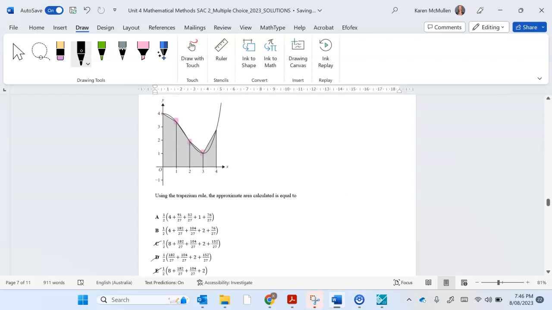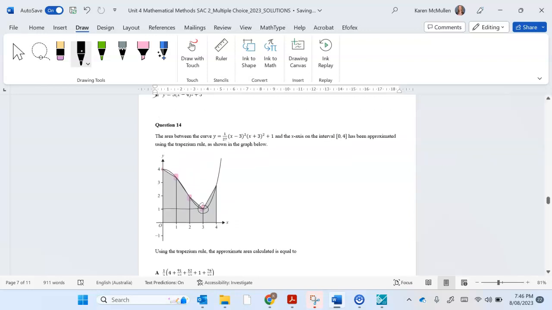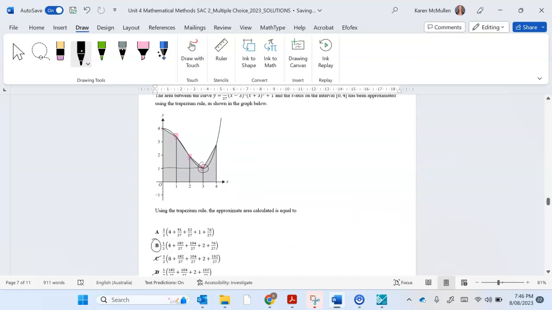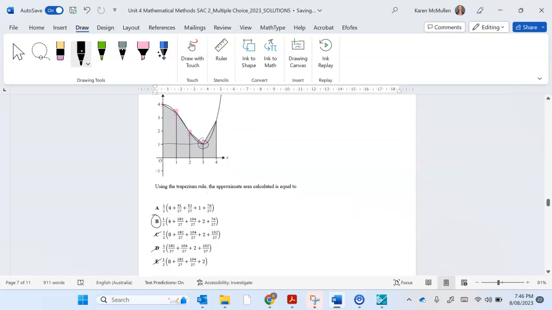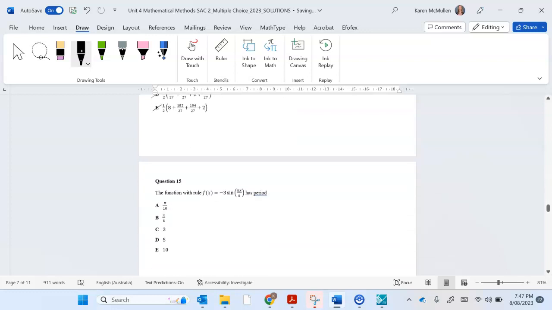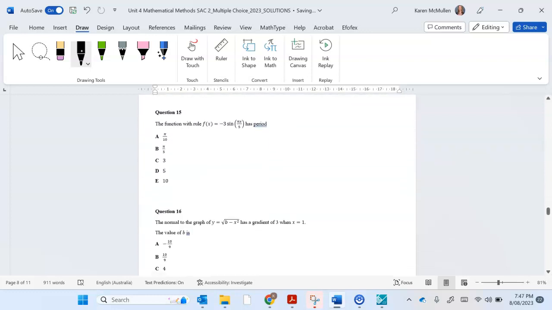I can see the main difference is this point here, which is at 1. So 1 times 2 is 2. So it's got to be B. I might just check my answer because I don't have it on my sheet. Yep, B. So that's how you can do it quickly. You don't really need to use a calculator. It's just a process of checking the features of the trapezium rule. All right, question 15. Let's have a quick sip of water.